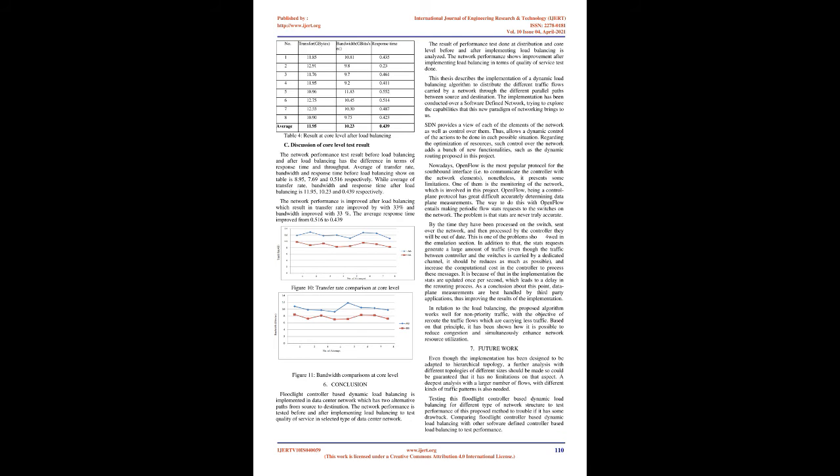See discussion of core level test result. The network performance test results before load balancing and after load balancing have a difference in terms of response time and throughput. The averages of transfer rate, bandwidth, and response time before load balancing shown in the table are 8.95, 7.69 and 0.516 respectively, while the averages after load balancing are 11.95, 10.23 and 0.439 respectively. The network performance is improved after load balancing, with transfer rate improved by 33% and bandwidth improved by 33%. The average response time improved from 0.516 to 0.439.